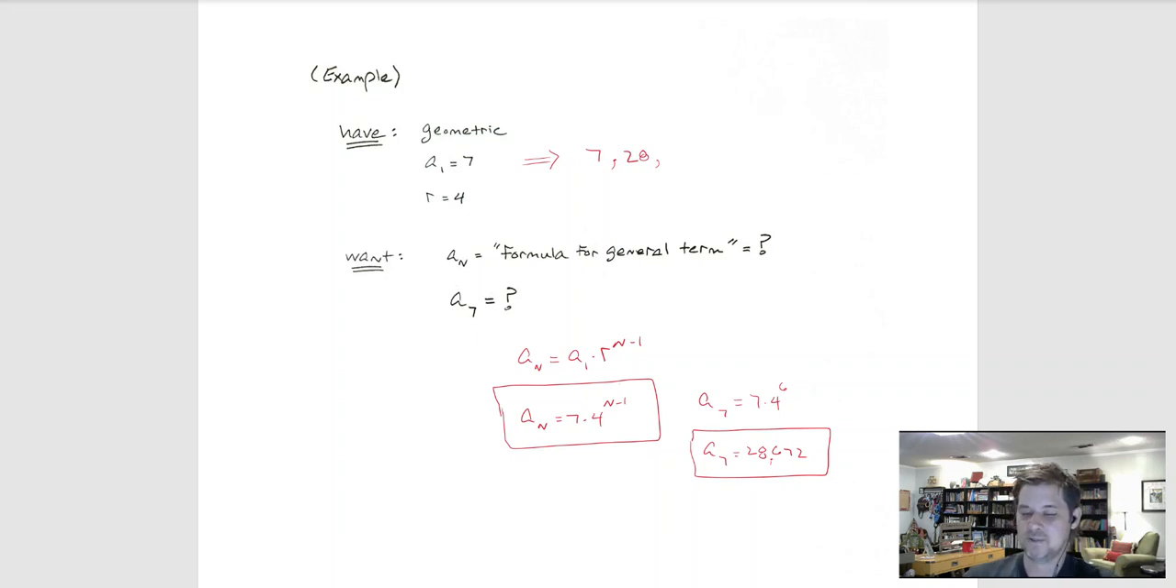28 times 4 is 112, and you can imagine that if you kept multiplying by 4, getting the next term and so on, eventually the numbers would get pretty big, and it might not take very long to do it, right? So here we go, the 7th term is that big. It's 28,672.